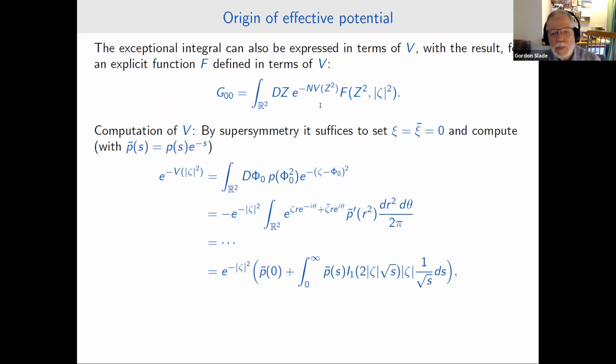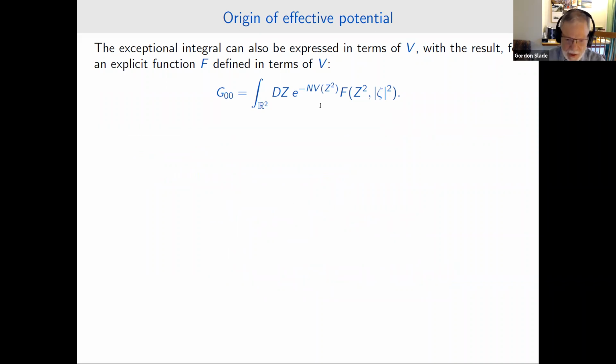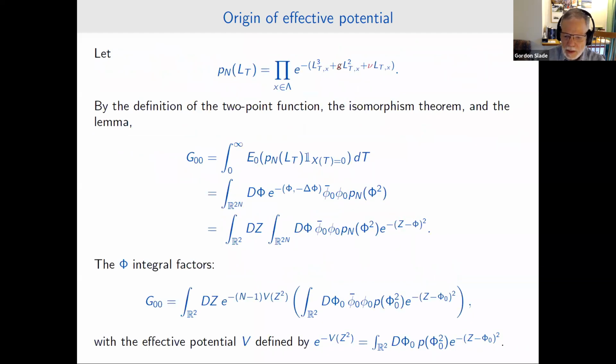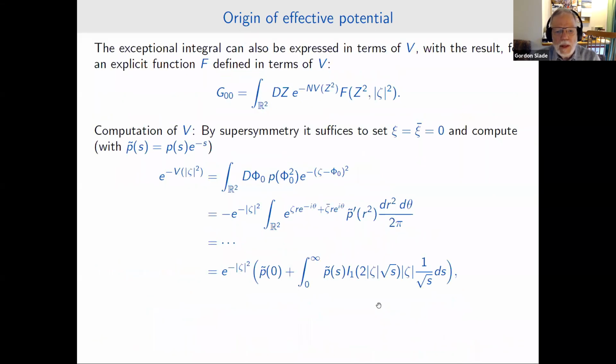And what remains is to say what is v. How do we actually calculate v? So we had a formula for v, which is the logarithm of this integral here. So e to the minus v of z squared is given by this integral, and so we just have to do the integral. But we know how to do the integral. So the definition of e to the minus v. One thing is that we use supersymmetry in a way to simplify things so that we can forget about the fermion in the argument of v. It's enough, it turns out, to just look at the bosonic part.